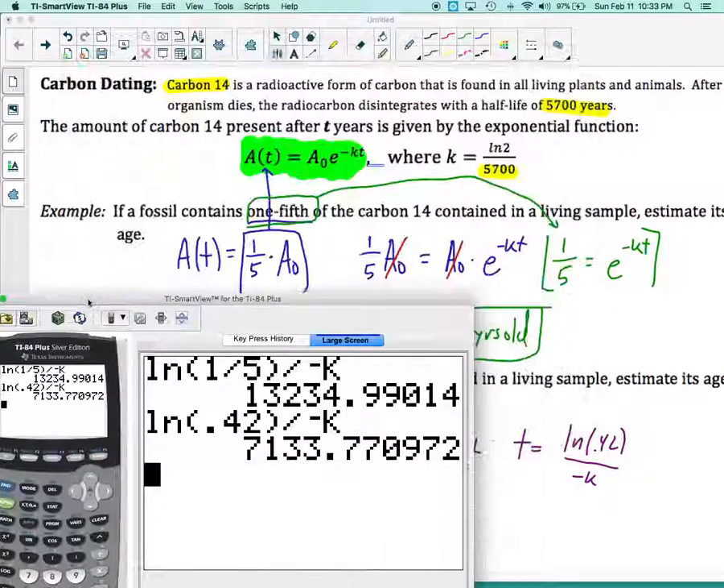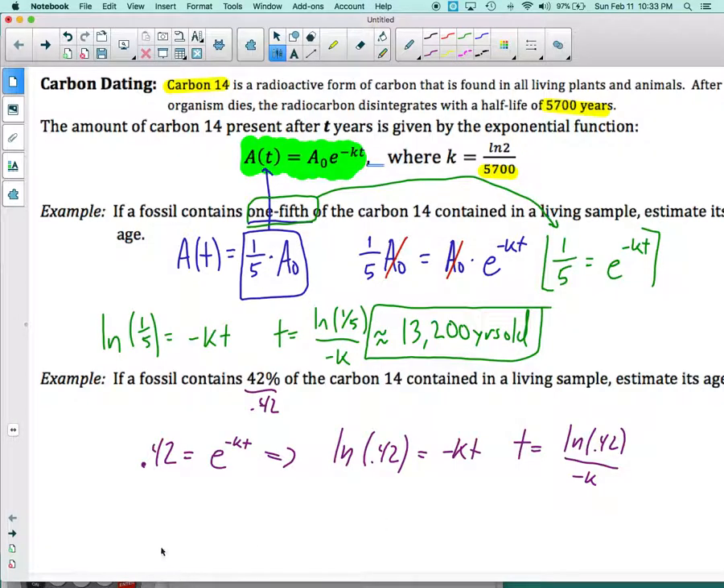I don't know there's a particular rounding value to use, but I think to the nearest 100 years is pretty good. So actually pretty easy equations to solve.